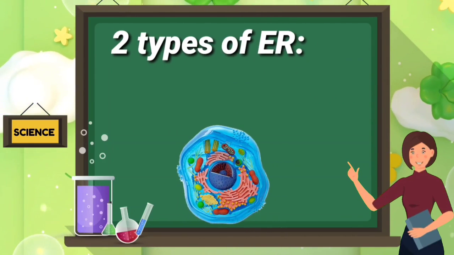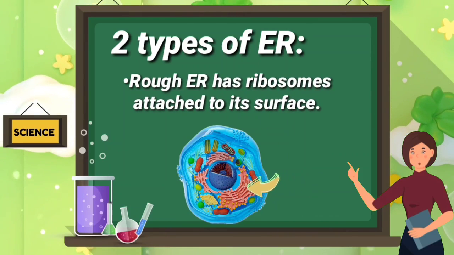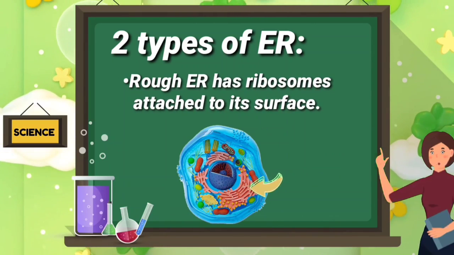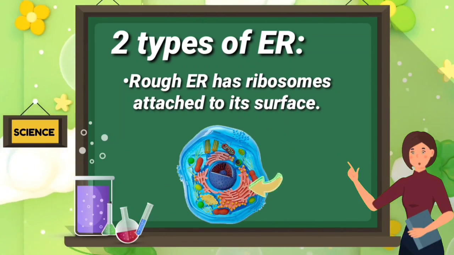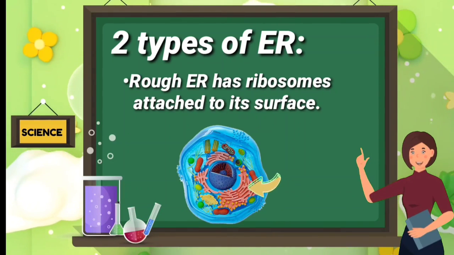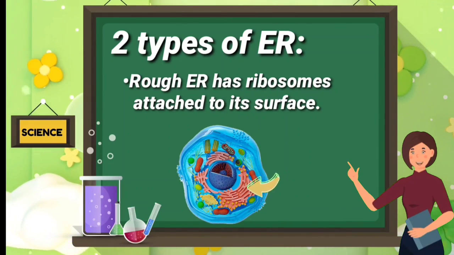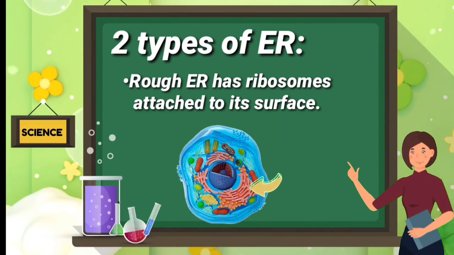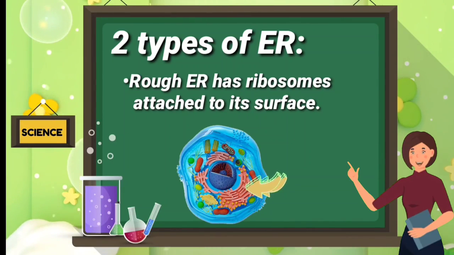There are 2 types of endoplasmic reticulum. First, rough endoplasmic reticulum or the RER. It has ribosomes attached to its surface. It is involved in the manufacture of various proteins in the cell. On the other hand, the rough ER is involved in the production of antibodies, insulin, as well as transportation of proteins into the smooth ER.